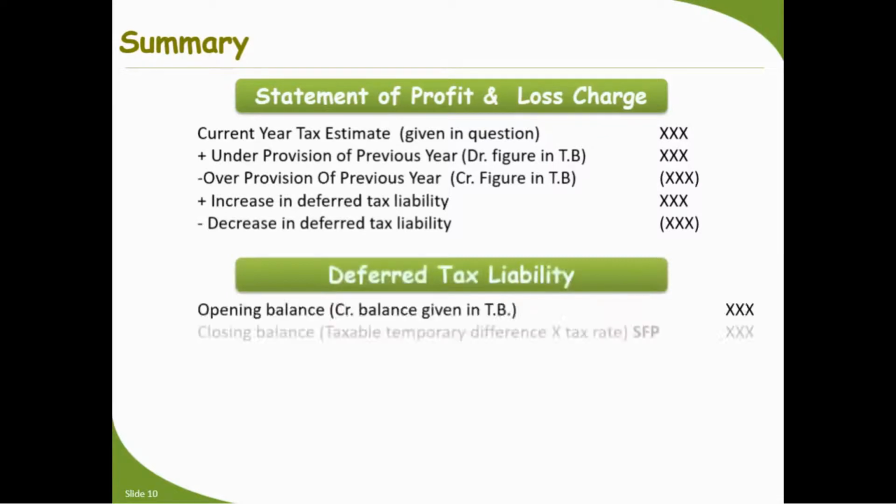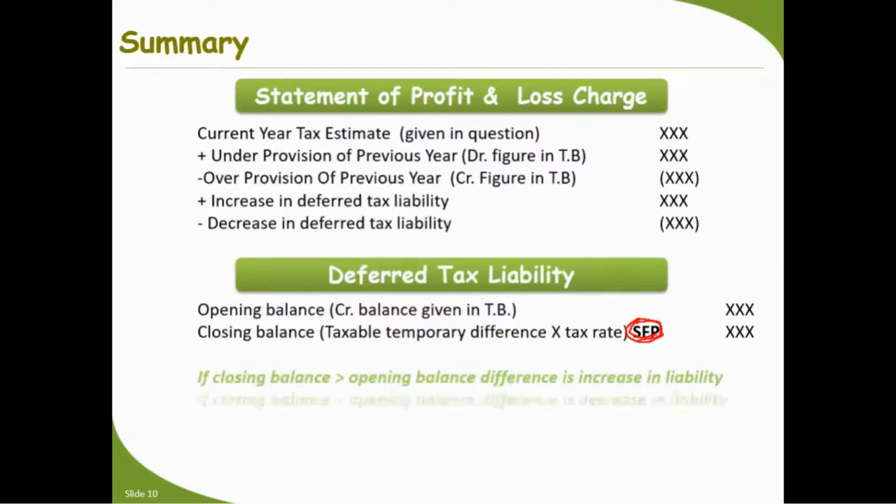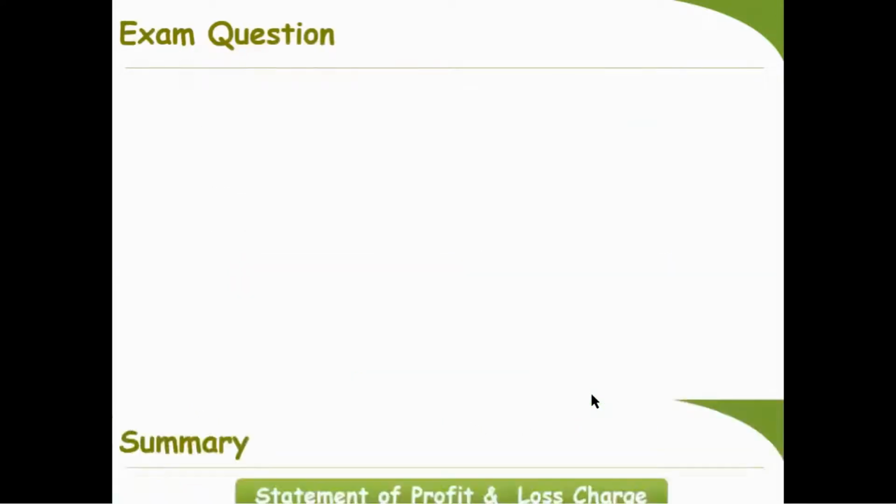Now for deferred tax liability, the opening balance will be given to you as a credit balance in your trial balance. The closing balance you will calculate as taxable temporary difference multiplied by tax rate, and this figure would be your charge in your statement of financial position. If the closing balance is greater than the opening balance, the difference is an increase in liability. And if the closing balance is less than the opening balance, the difference is a decrease in liability. Now exam questions.